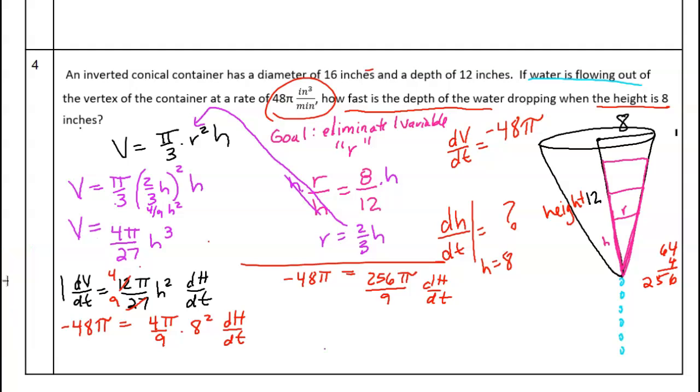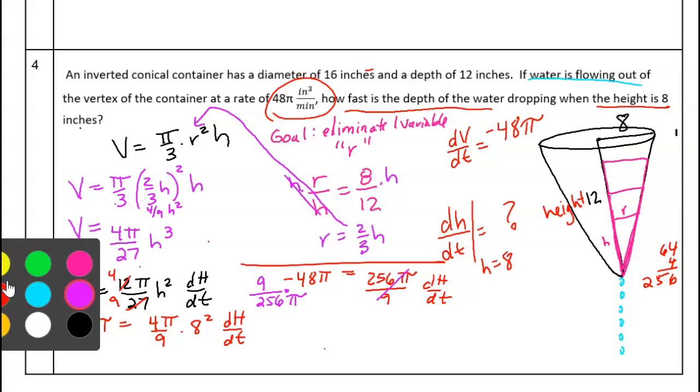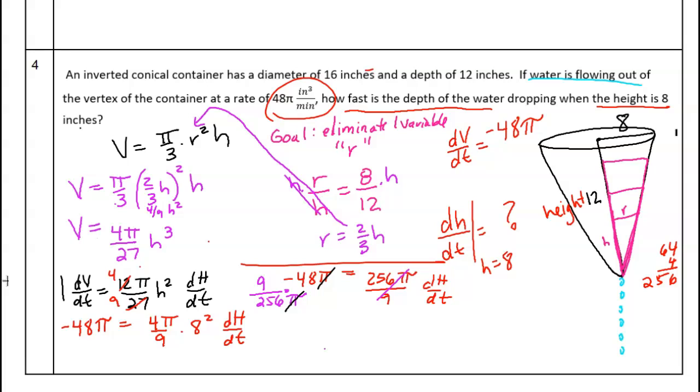And then to solve, we're going to multiply by the reciprocal. So our pi's cancel. I think 16 goes into both, but if you're not sure, let's just try something smaller. So let's divide by 4. I get negative 12, and divide by 4, I get 64. And I can divide by 4 again. So 3 times 9 over 16, and they don't have any common factors.